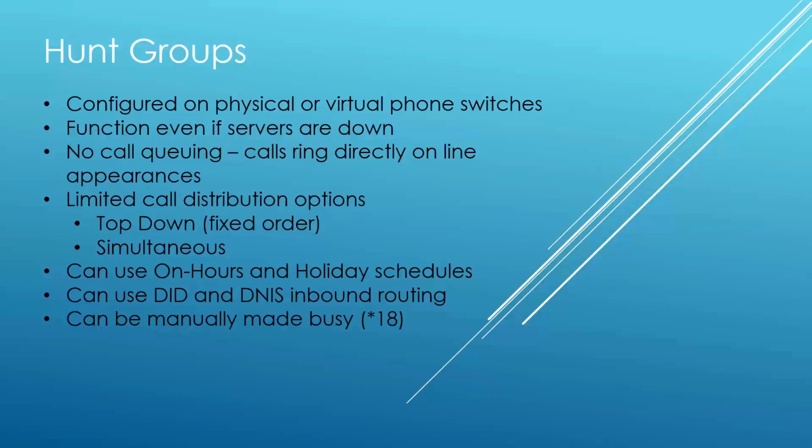So no queuing there. Again, we have limited distribution options. The top down, which really is top down, is a fixed order where it'll go 1, 2, 3, 4 all the time. The first person in that list is going to get all the calls before they move on to the next person. And then we can do a simultaneous ring also. In that case, whoever answers the call first gets the call.